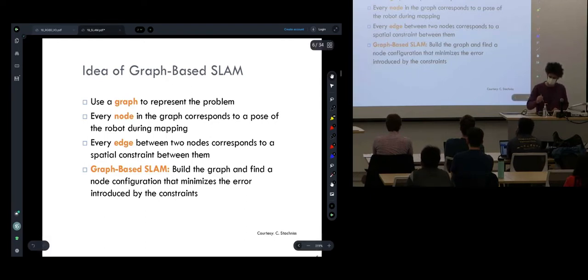So the core idea is to build a graph by establishing these connections, then formulate a problem by minimizing the error between the estimated variables and observations. Then by minimizing them, we should recover the entire trajectory.